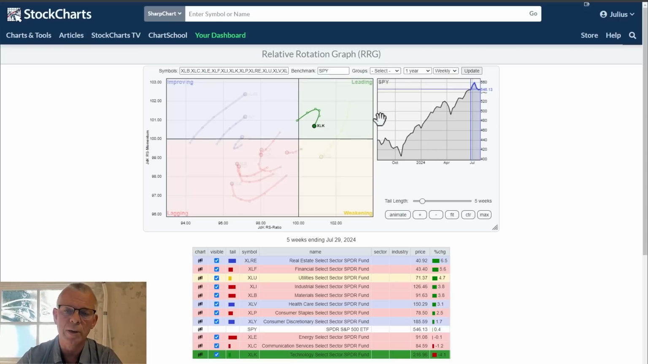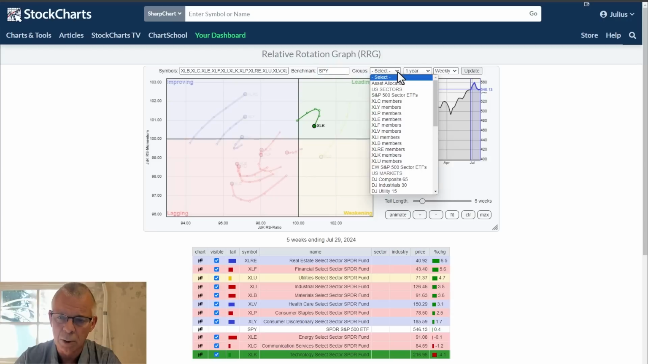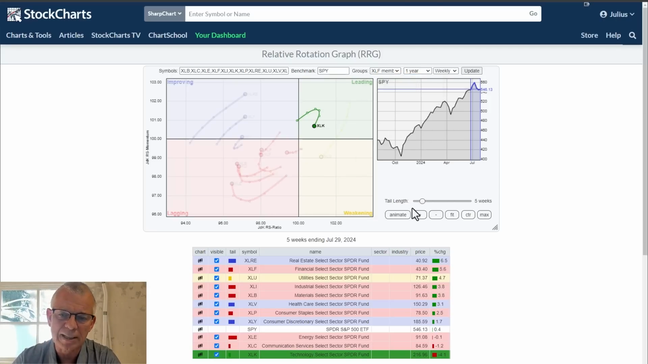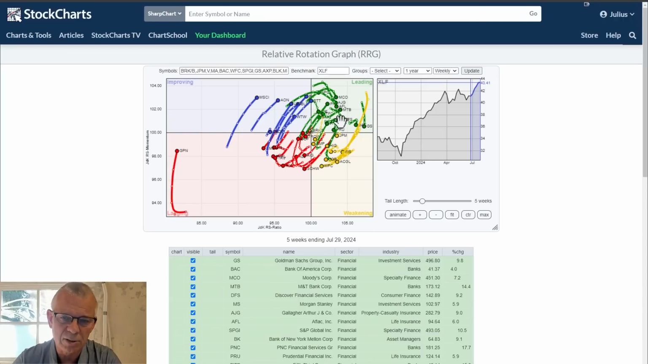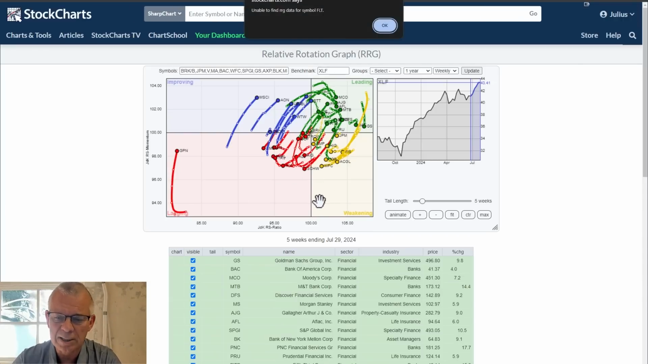You can just go into the drop-down box for the groups and bring up members of individual sectors. I wrote an article in my blog section on the site last week on financials, and I think that's one of the sectors that deserves our attention. So if you look at the financial sector versus the financials index, there are quite a few very interesting stocks to find there.